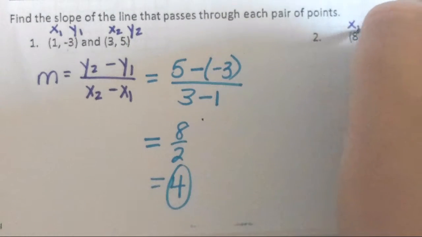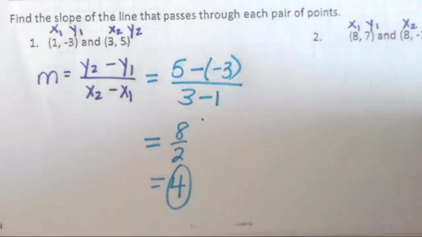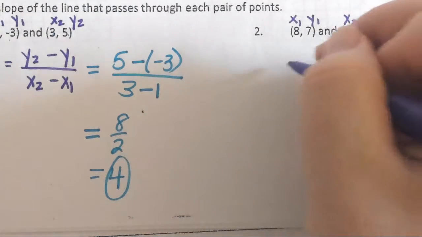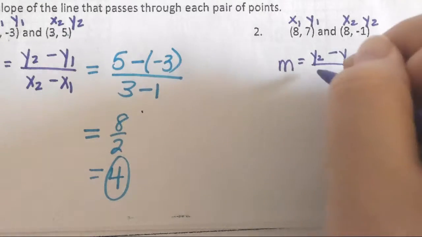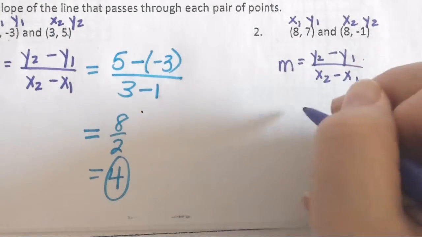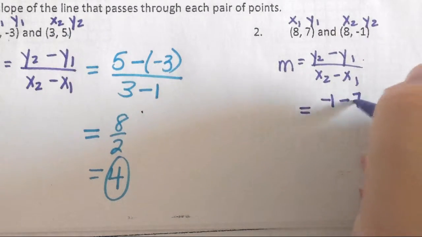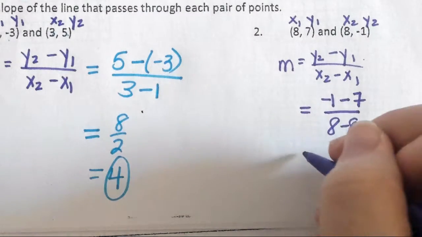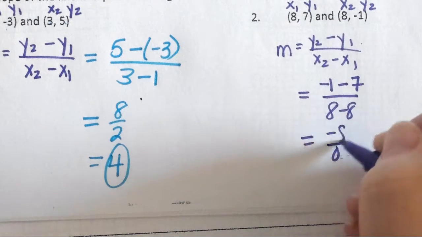Then we're using that exact same logic on the second one. I say x1, y1, x2, y2. If you would like to focus, okay, if you would like to write the formula again, it doesn't hurt. You don't have to. So y2 is -1 minus y1 is 7, over x2 minus x1, which is going to be 8 minus 8. And I end up with a 0 in the denominator and -8 in the numerator.